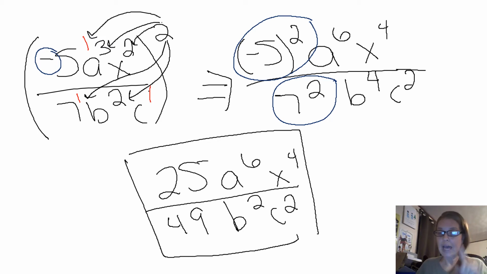Step 1, add in parentheses. Step 2, add in understood 1s. Step 3, distribute your exponent in by multiplying. Step 4, simplify. Let's look at example 3.